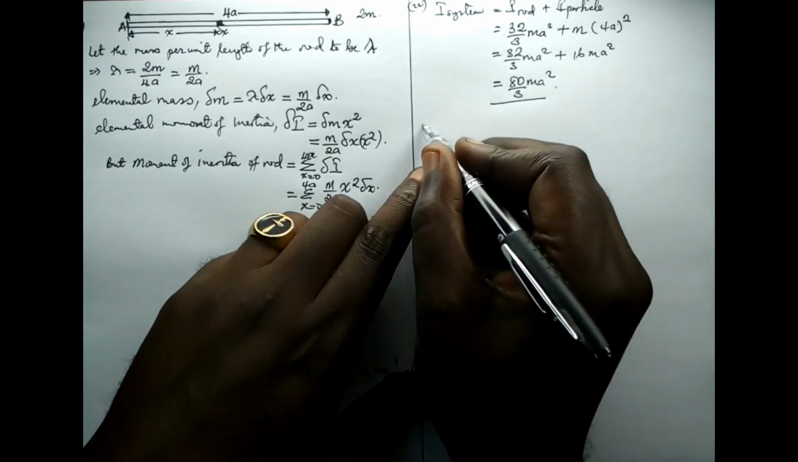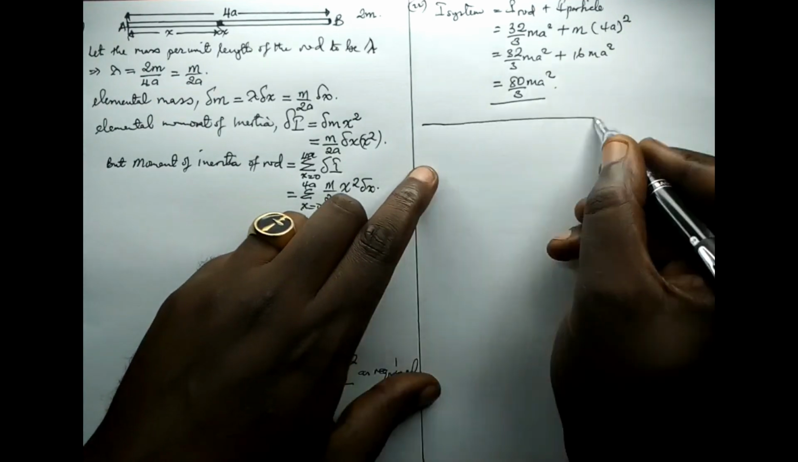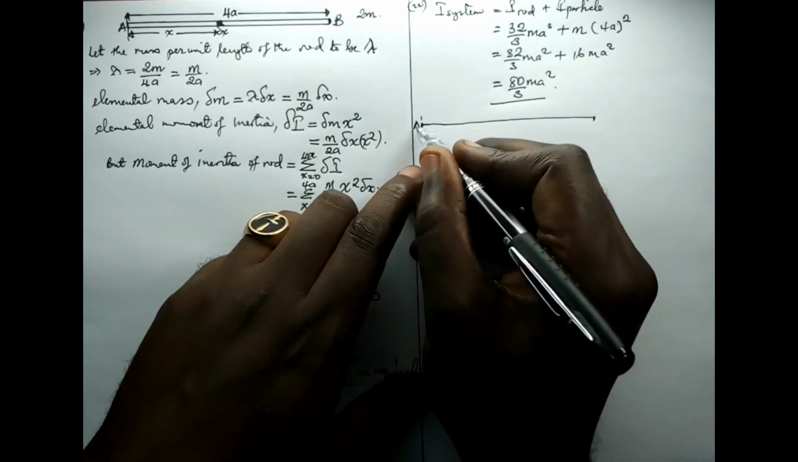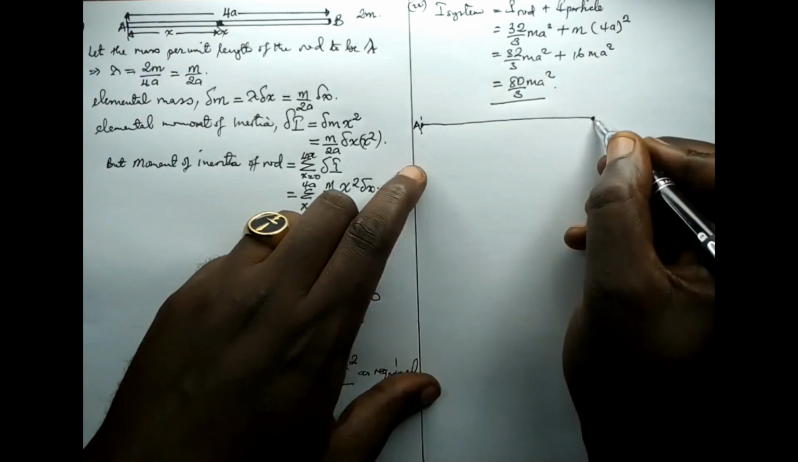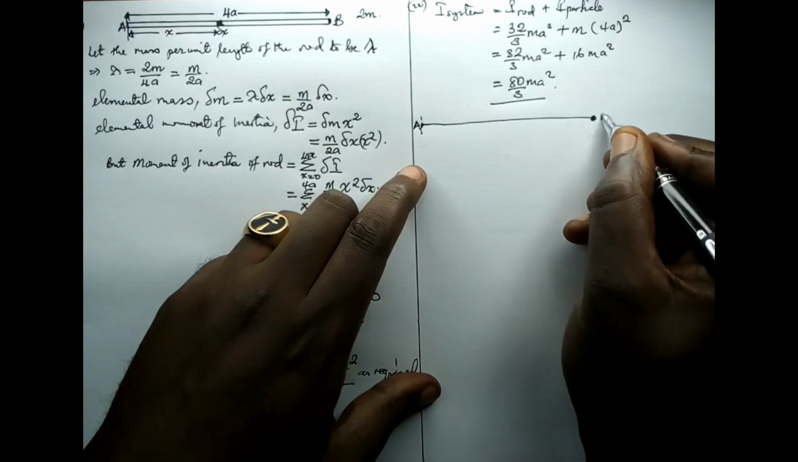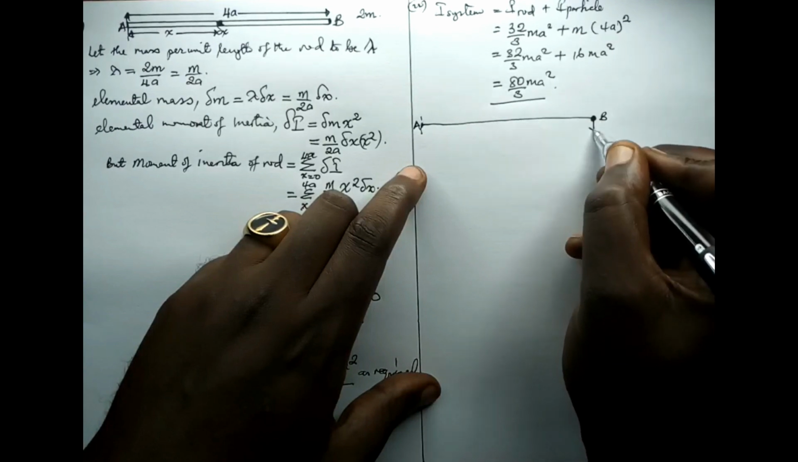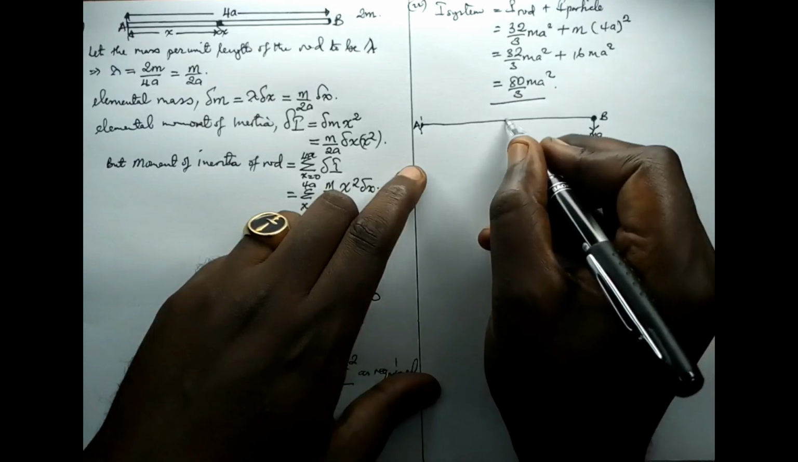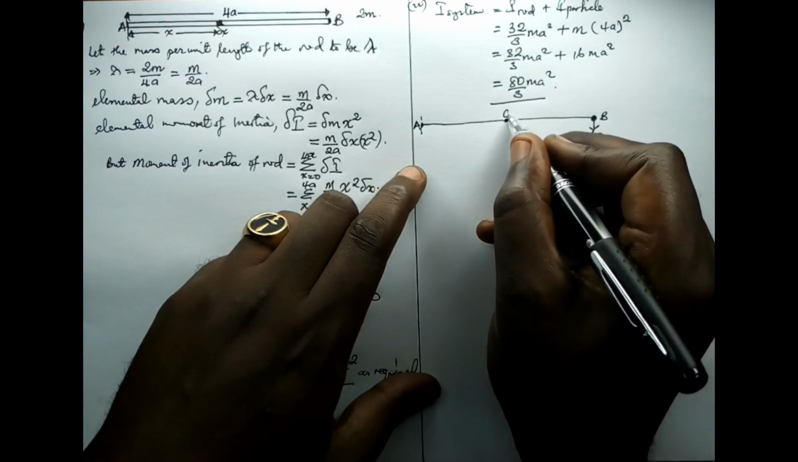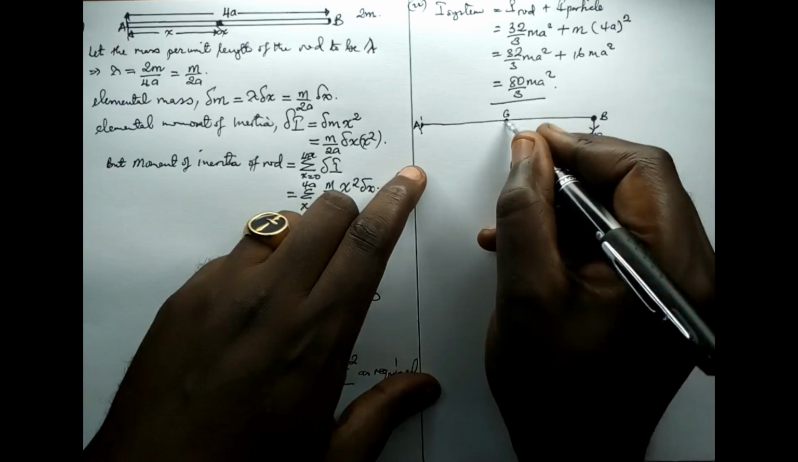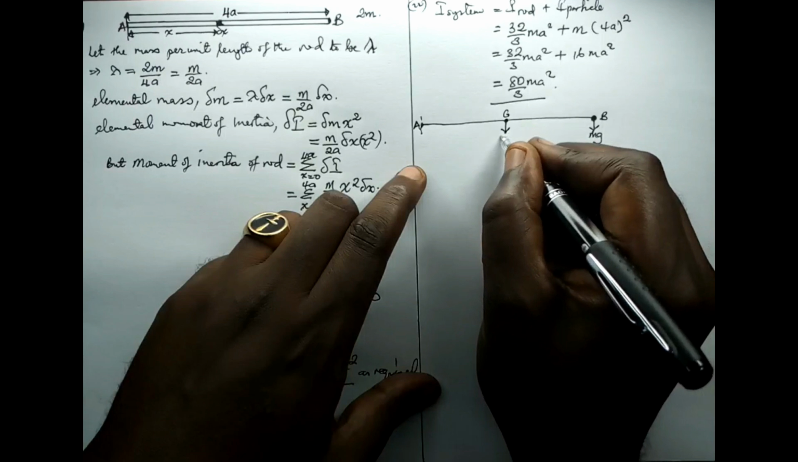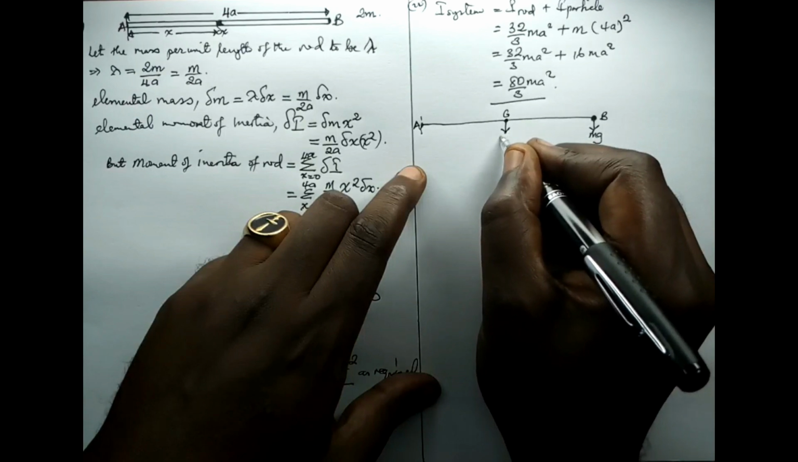I will draw the system horizontally first in order to get the center of gravity. So this is the axis at A, and at B the particle is attached. The weight of the particle is supposed to be mg, and the center of the rod is at G, the center of gravity of the rod, and so the weight of the rod is acting at that G. The mass of the rod being 2m, the weight should be 2 mg.